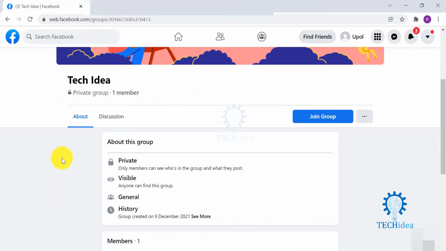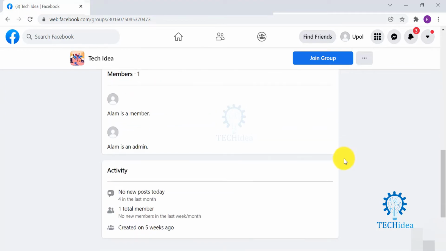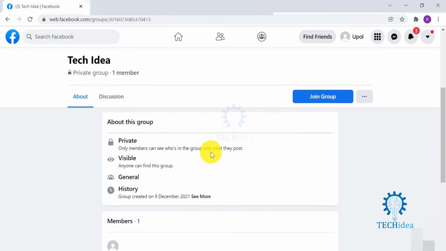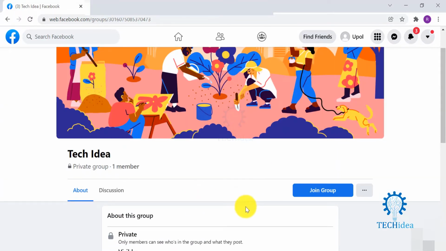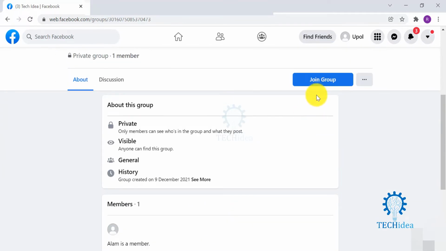Like you can see on my screen, I have a private group opened up and I have not requested them to let me join. As you can see, this is a private group. The only way I can see what's going on is by joining their group.